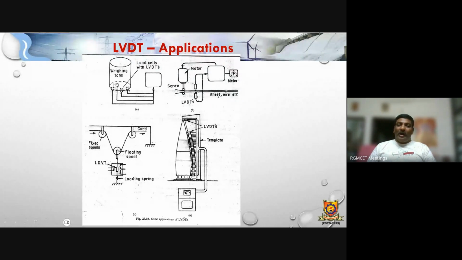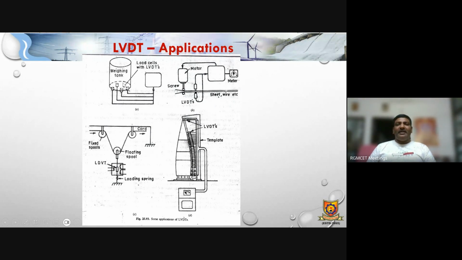So water tank level measurements, then sheet thickness measurements, then loading springs can be used, and making certain different shapes of the cone shaped curves like that.